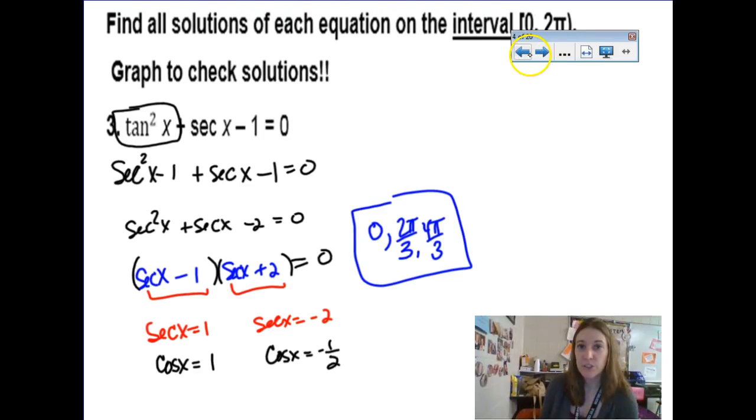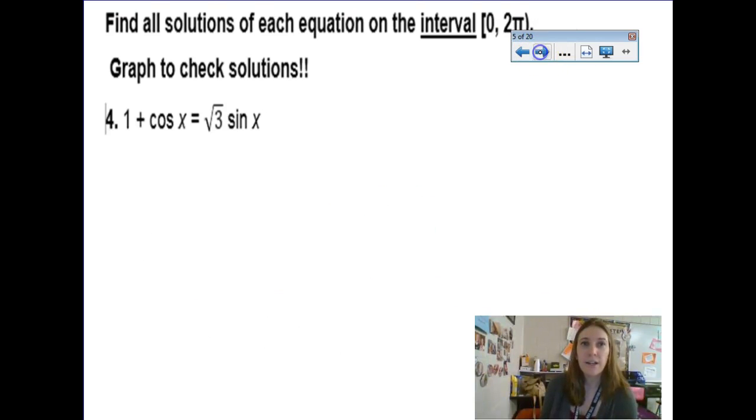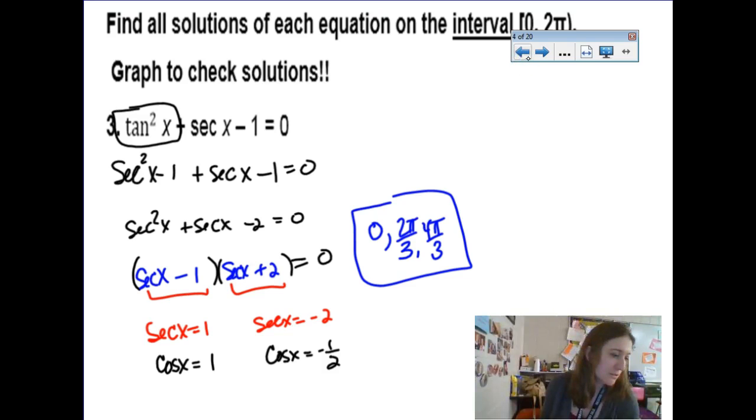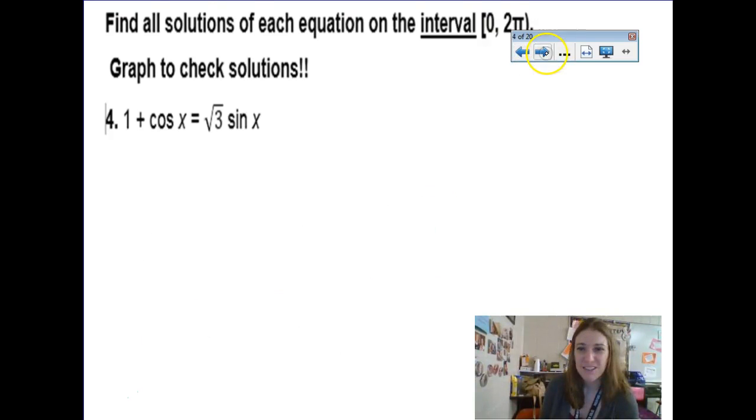Oh, I should have triple checked that tangent wasn't undefined. At 0, tangent is not undefined, so yeah, we're good. All right, and it did say to check all solutions by graphing. I'm going to skip that for time.